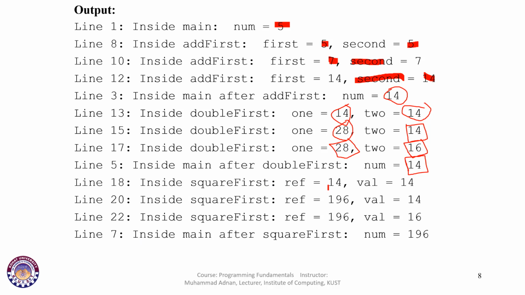So in the first case the ref was having 14 and the val was having 14, but in the second case we multiply 14 with 14, we get the result of 196. But this was not reflected in val because a copy was made, that copy of num was made to the val variable, and then we add 2 to the val, that makes 16, and the ref was unaffected. So similarly, after the execution of square first, when we print the value of num inside main, it was 196 because we changed the value that was stored at the address of num.